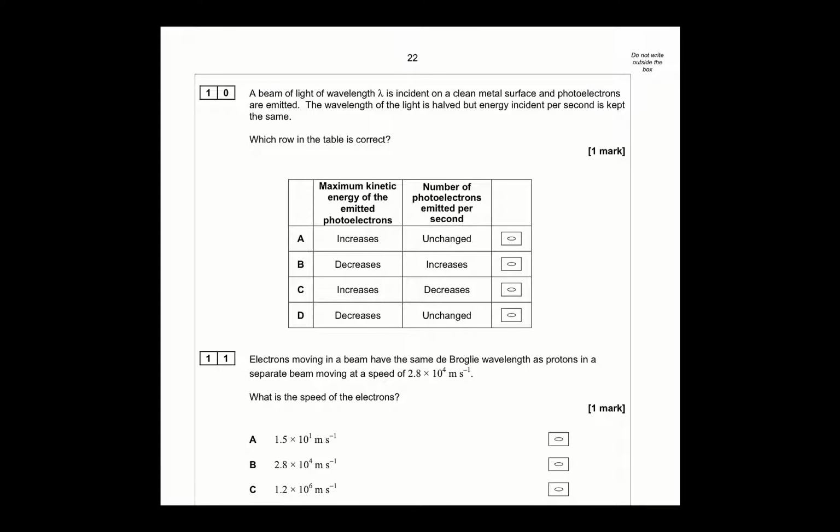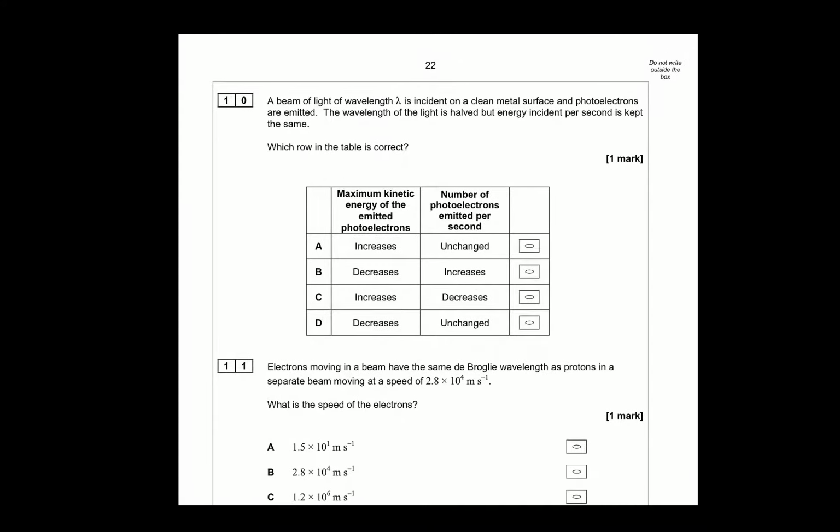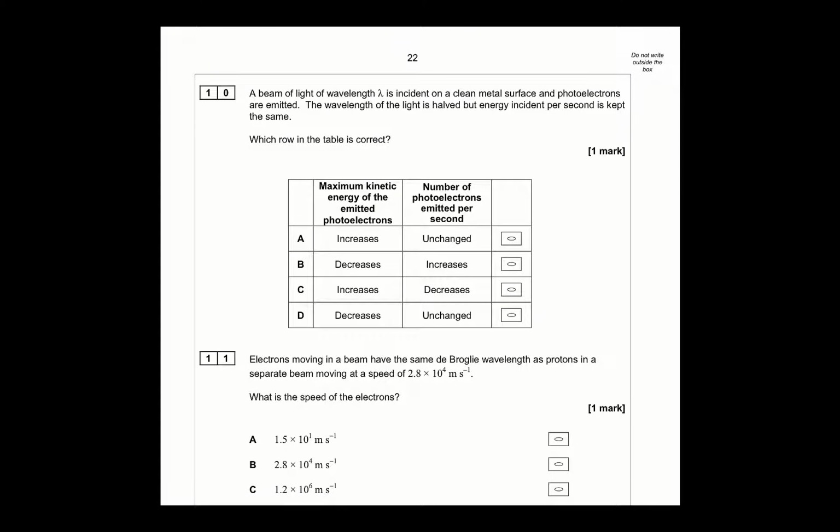Okay, so a beam of light of wavelength lambda is incident on a clean metal surface and photoelectrons are emitted. The wavelength of the light is halved, but the energy incident per second is kept the same. Okay, so we have half the wavelength, so we have half the energy, so the kinetic energy must be decreased. The energy incident per second is kept the same. That means that there are more photons per second hitting, which means there are more electrons per second that can be emitted. So it's got to be B.